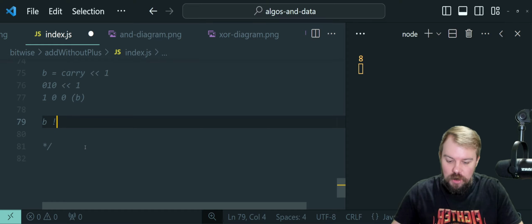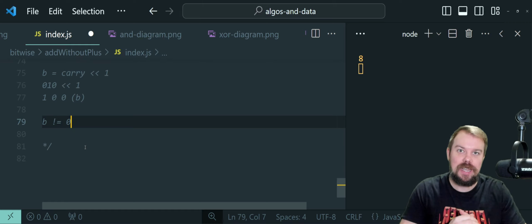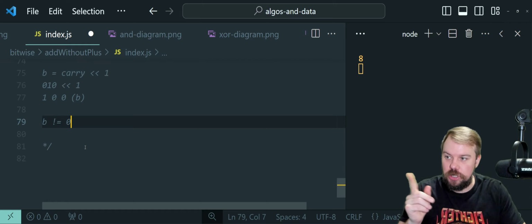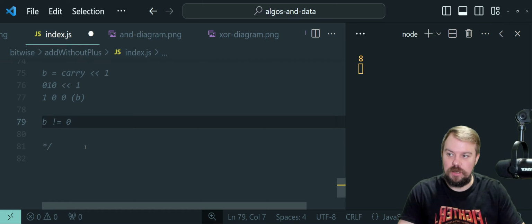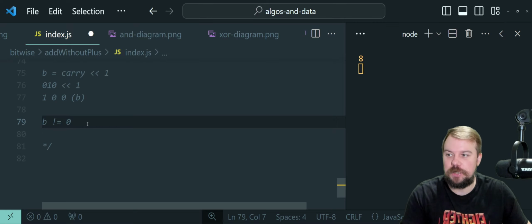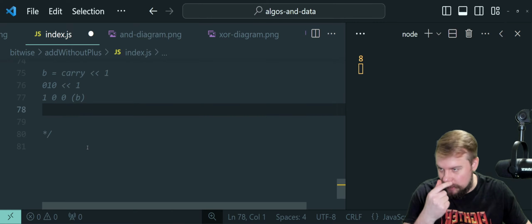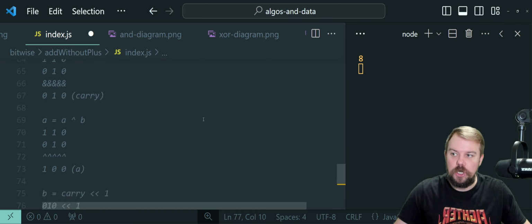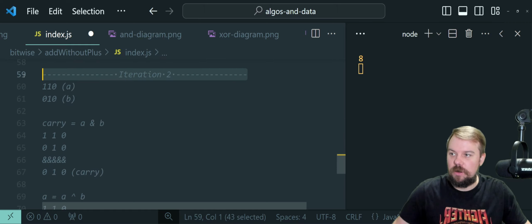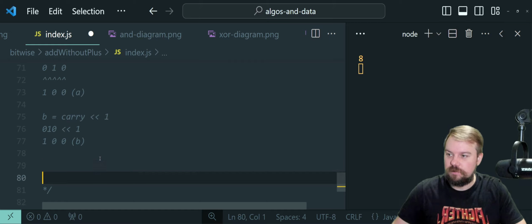Because remember, our while loop ran this as our terminating condition. So, this 4 does not equal 0. It's true, so it keeps going, because we got a 4 and not a 0. So it's going to continue to iterate, which means, you guessed it, to the next iteration we go.